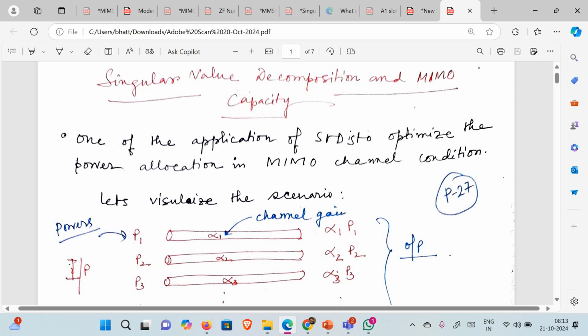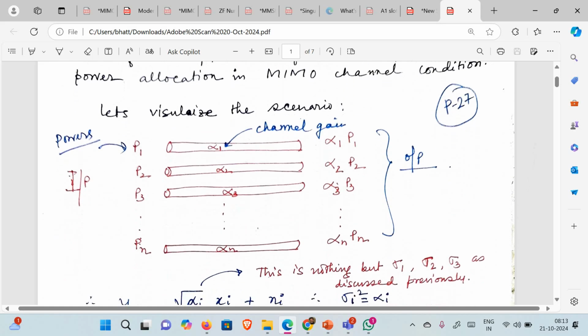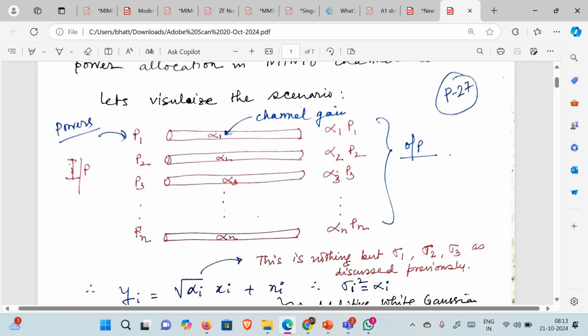Similarly, one of the very important factors that comes from SVD is, as you can see over here, that one of the applications of SVD is to optimize the power allocation in a MIMO channel scenario. All right, so we have a scenario. Let's visualize something like this. Maybe we have input power. There are multiple channels, as we know from my MIMO system. There can be multiple parallel channels, and that is one of the advantages of having a MIMO system.